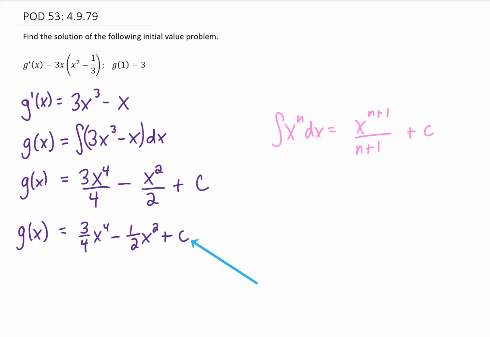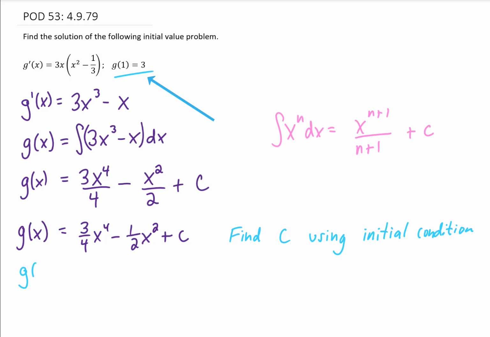To find that c, we're going to use the initial condition that we were given up here. Our initial condition gives us g of 1, so that means we're going to plug x equals 1 into our g of x function. So we get 3/4 minus 1/2 plus c. And if you simplify that, by combining your fractions, you get 1/4 plus c as your g of 1.